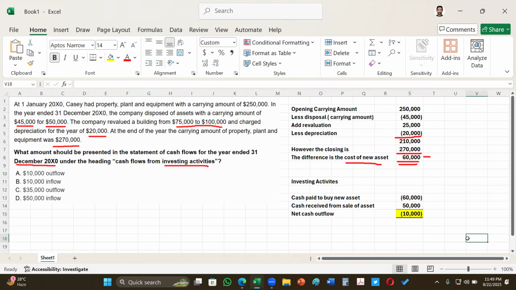So I was not provided with the value of the new asset, so with the above working I figured that out. And then I compared the two: the value of the new asset and the value that I received from sale of the asset. Because I sold this asset for 50, that had a carrying amount of 45,000. So overall, there is this net cash outflow of 10,000. That makes option A the right answer. I hope this is clear. It was a straightforward one.